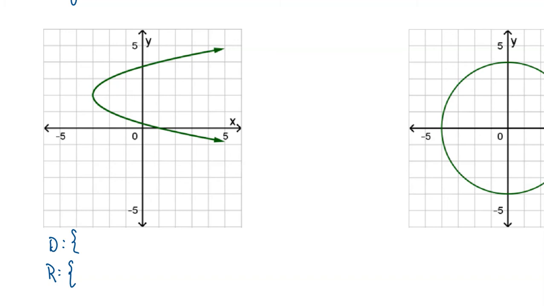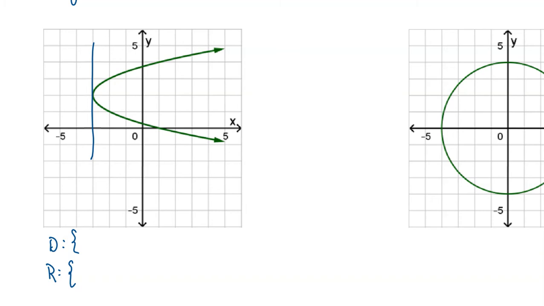What do you think the domain is? Is there any x value that it will never be? Is it going to the right forever and to the left forever? It's not. Jay, what do you think? It's going to stop at -3. So at -3, it's never going to go past that. It's never going to go to the left of -3.